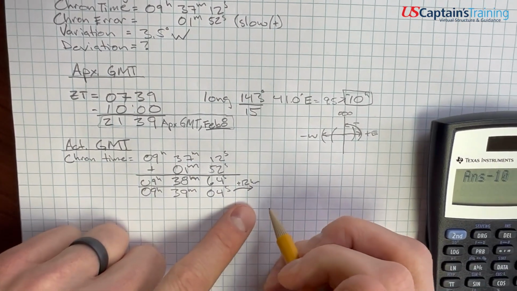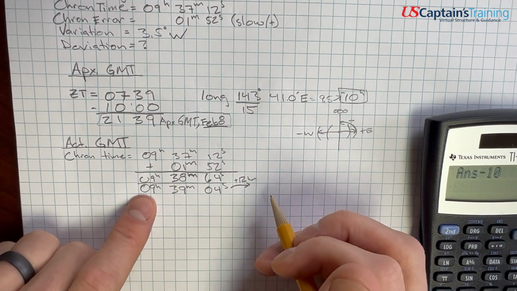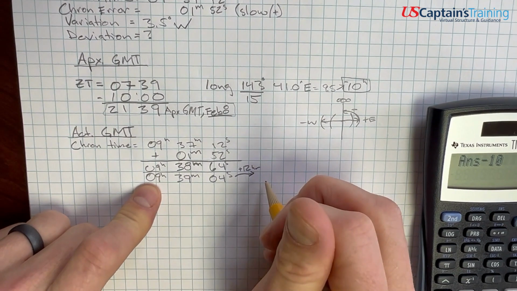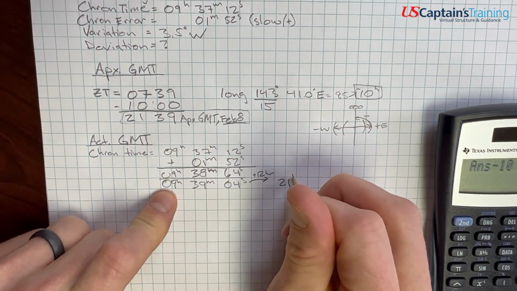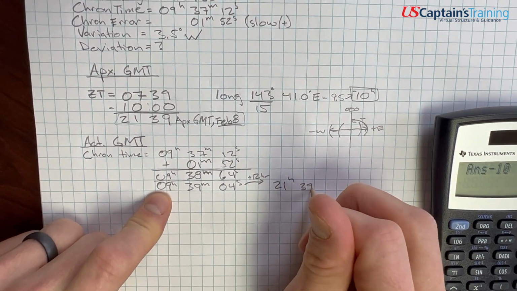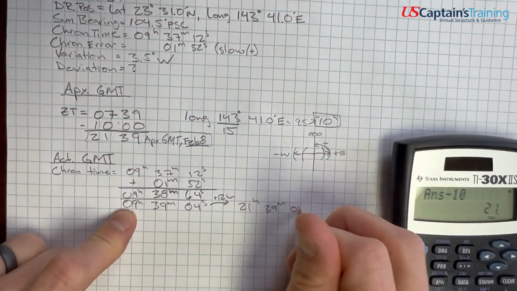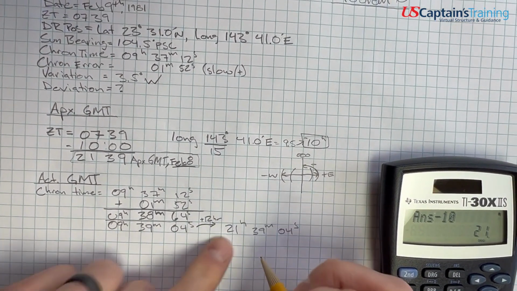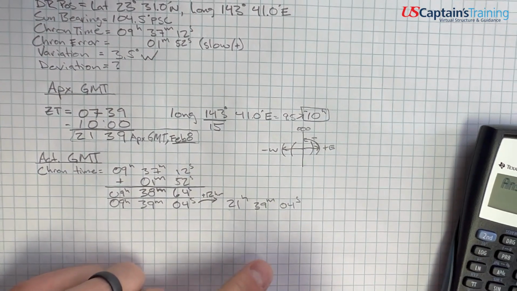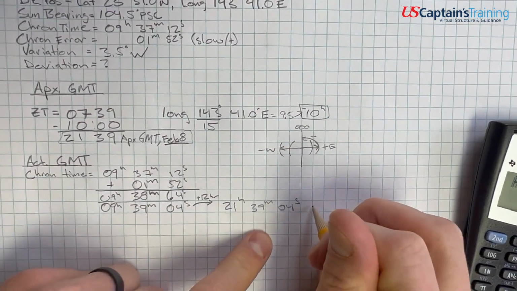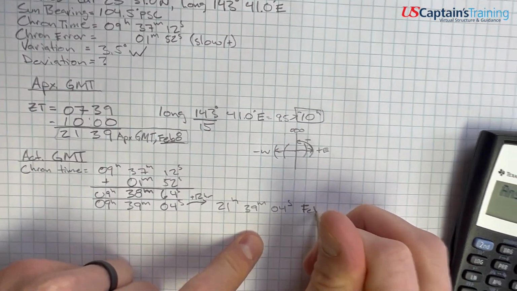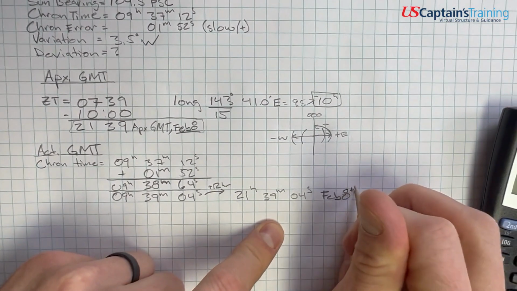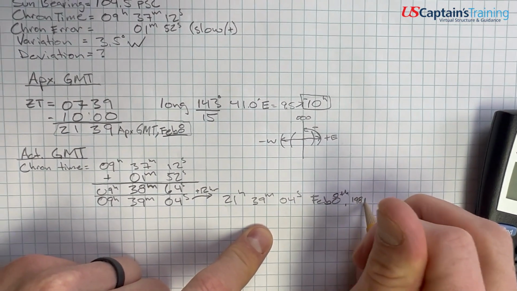If you add 12 hours to it, what do you get? 9 plus 12 is 21. 21 hours, 39 minutes, and 4 seconds. This is what we're working with, right? And this is February 8th, not 9th. And this is 1981. Okay, cool.